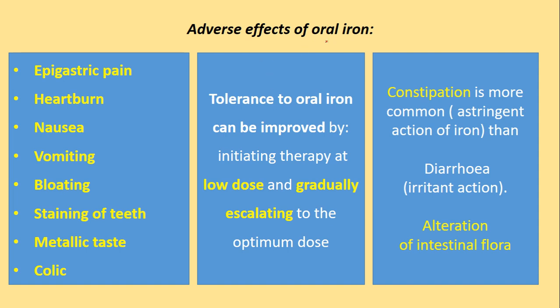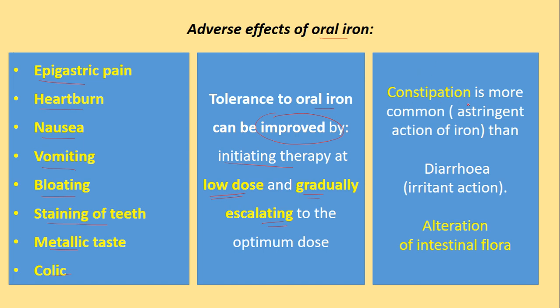So coming to the adverse effects of oral iron preparations, mainly as I said, it produces gastric irritation. So there will be epigastric pain, heartburn, nausea, vomiting, bloating, staining of teeth, metallic taste, and colic, abdominal cramps. So tolerance to the oral iron preparation can be improved by initiating the therapy at very low dose, and depending upon the response, you gradually increase the dose so that patient will not experience this side effect.